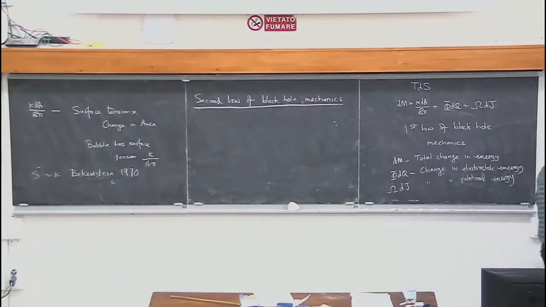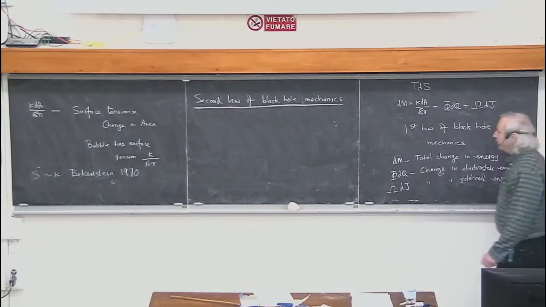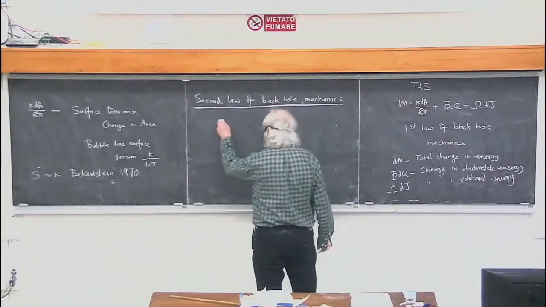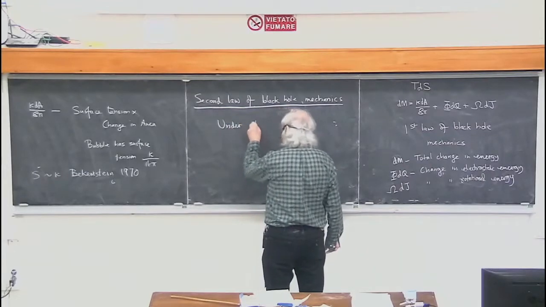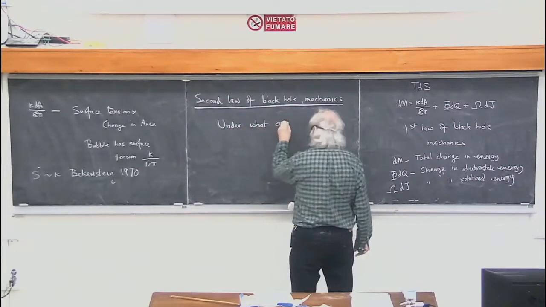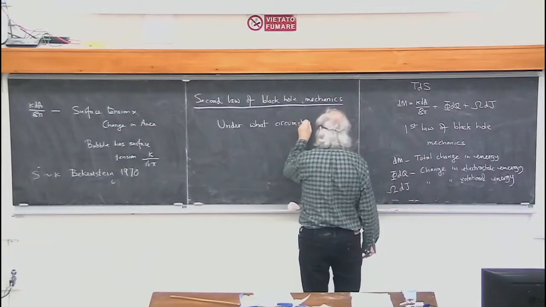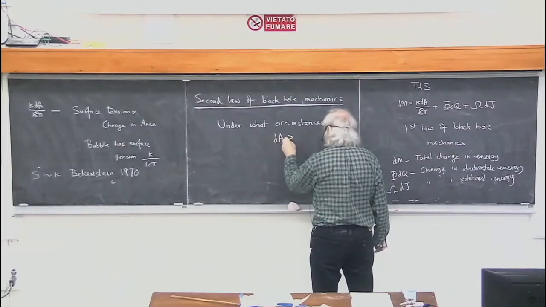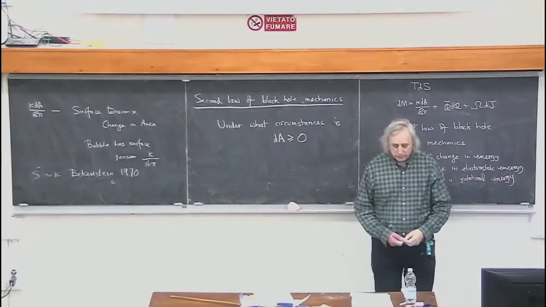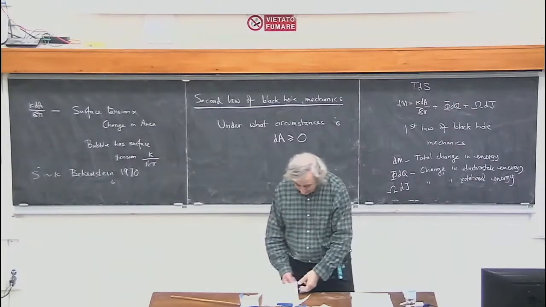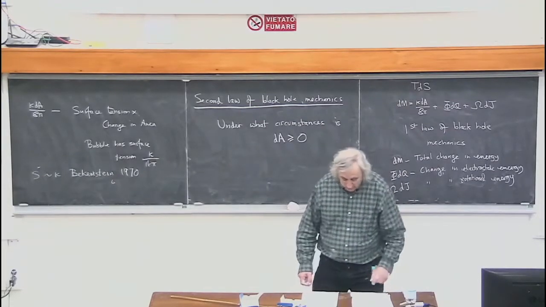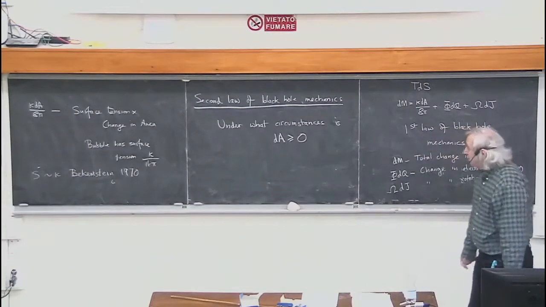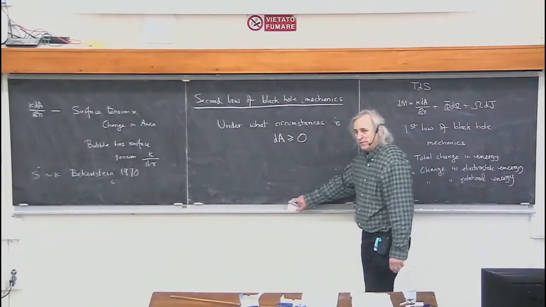This basically says that under certain circumstances, similar to the ones we have just outlined, the area of the event horizon must increase. So let's investigate that. The way to do this is a little bit involved. I make no apologies for that.